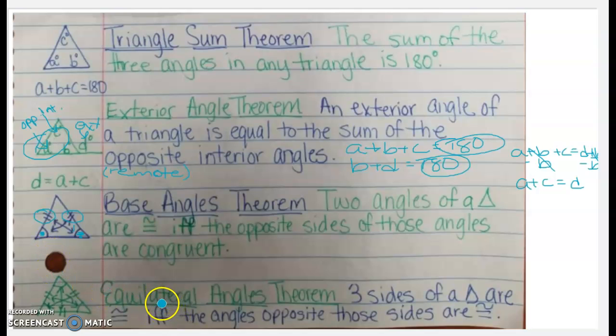And our equilateral angles theorem: if three sides of the triangle are congruent, if and only if the angles opposite those sides are congruent. So if all three angles are congruent, then all three sides are congruent, and vice versa. If we know all three sides are congruent, then all three angles are congruent.